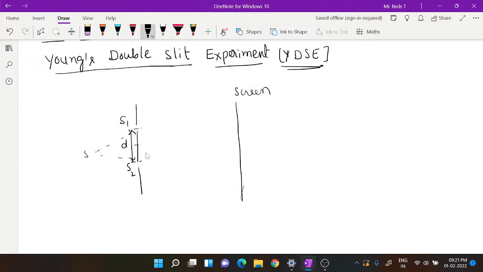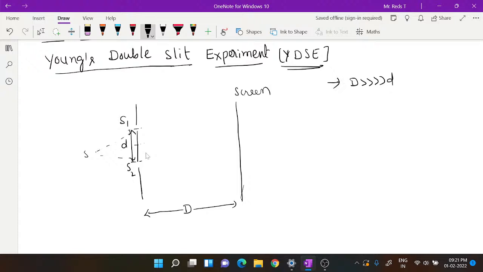It is considered that the screen is placed at a distance of capital D, and one condition should be satisfied here: capital D will be much greater than small d, or small d will be much less than capital D. This condition should be obeyed here.